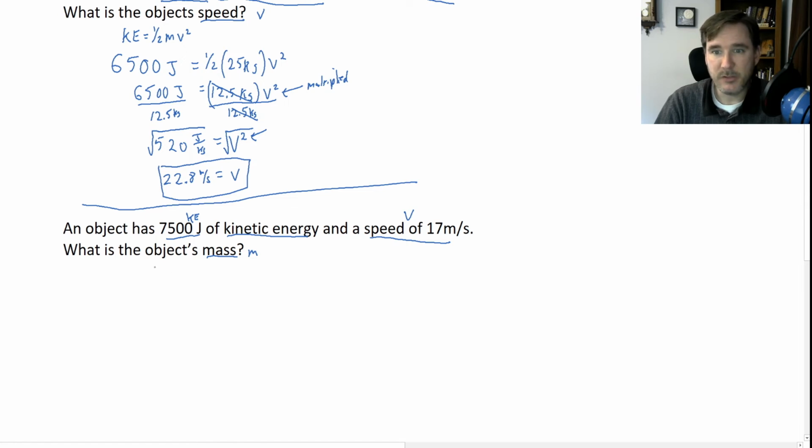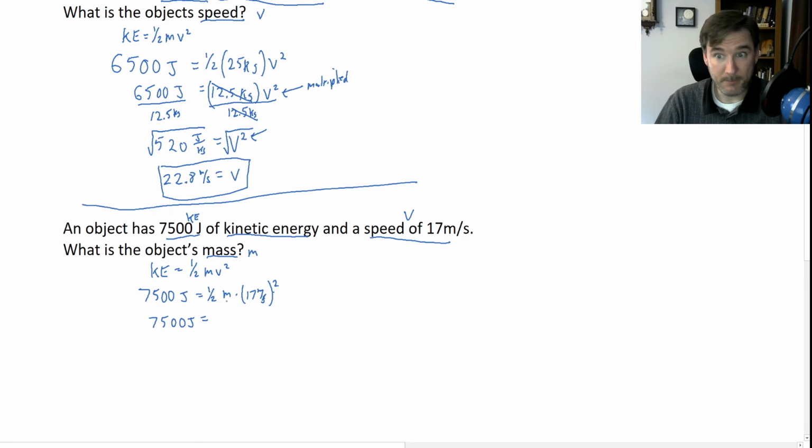I'm going to use the same equation as before. Kinetic energy is 1/2 mv squared. Okay, this one's a little bit easier than the previous one because I don't have to worry about square rooting. But once again, kinetic energy is 7,500 joules. That's going to be equal to 1/2 of mass, which I don't know, times the velocity squared. So 17 meters per second squared. Now I'm going to simplify this, and there's nothing I could really do on the left-hand side. So 7,500 joules.